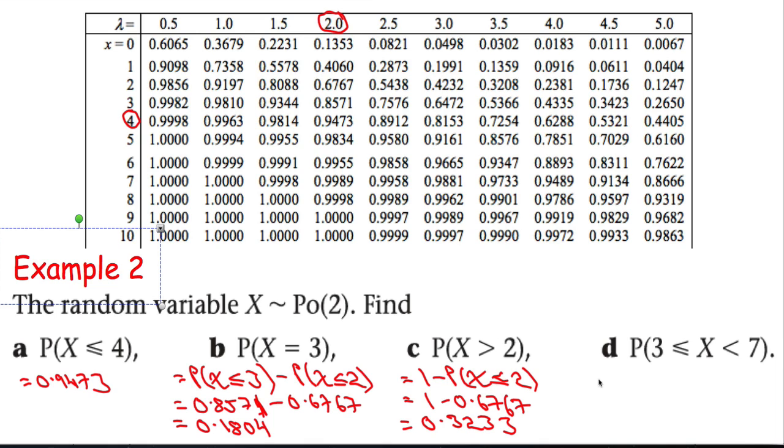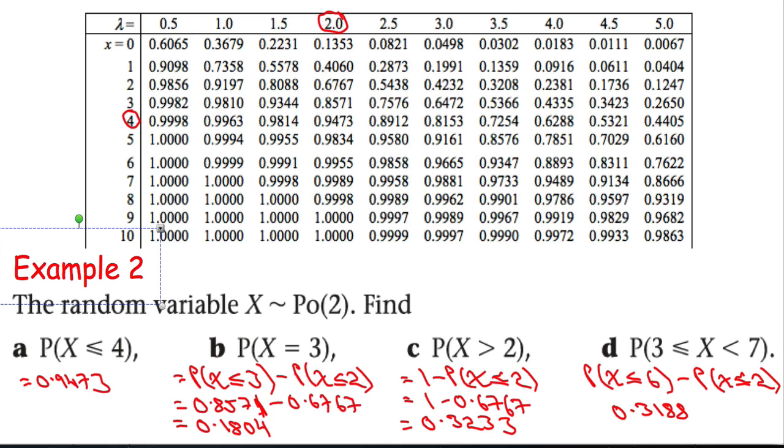And then the final part, the probability that x is bigger than or equal to 3 but less than 7, which means it's going to be the probability that x is less than or equal to 6, take away the probability that x is less than or equal to 2. And when we work that out on our calculator, we get a value of 0.3188.